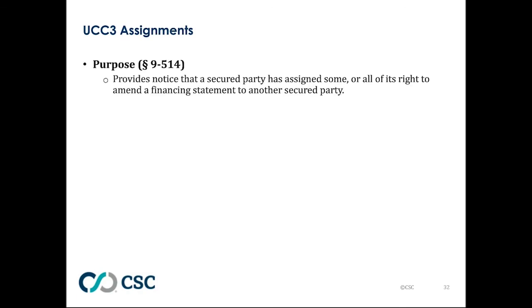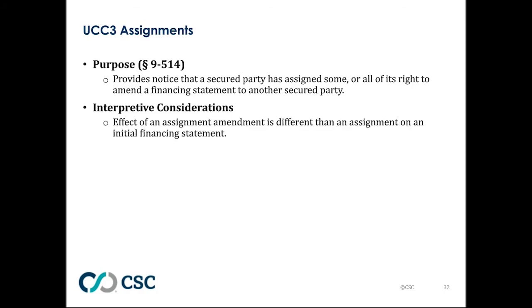UCC 3 assignments. The purpose of an assignment is not to assign the security interest. It's actually to assign some or all of the secured party's right to amend the financing statement. So when interpreting the effect of an assignment, it's important to remember that all it does is assign the right to amend the initial financing statement. It's not assigning the security interest.